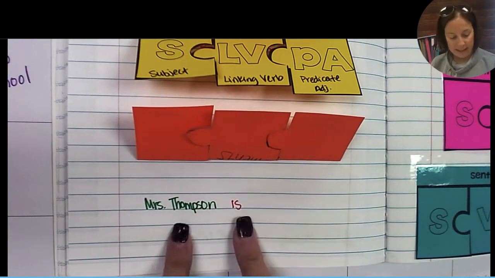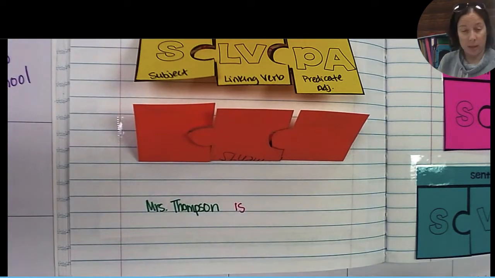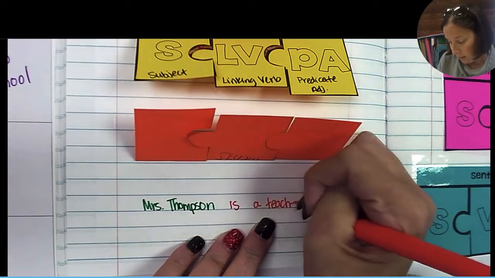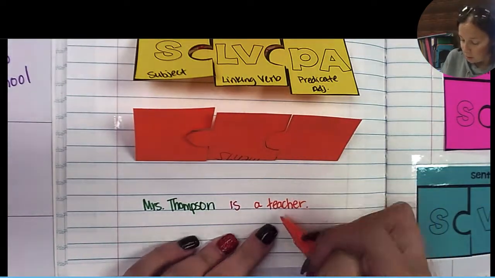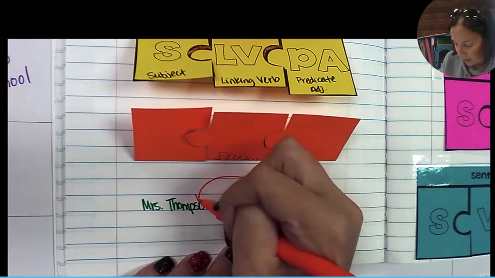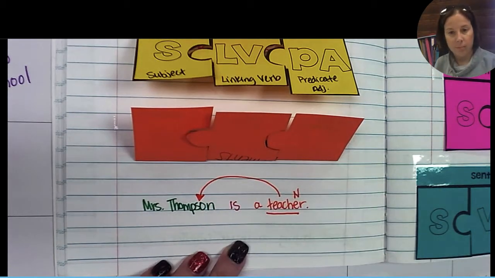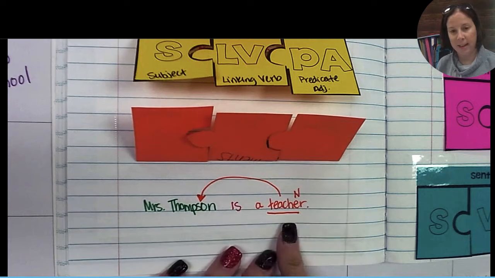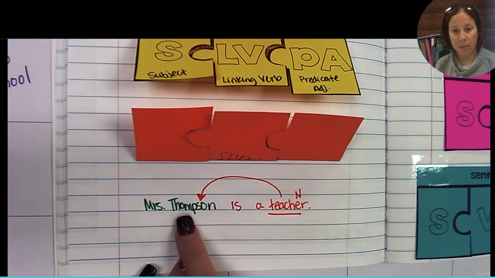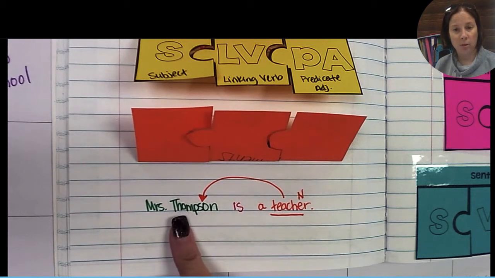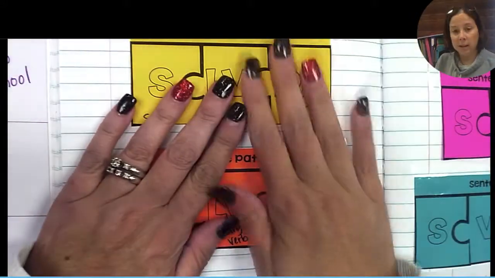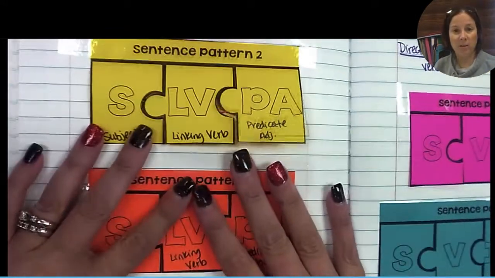So Mrs. Thompson is, this one's nice and easy. Mrs. Thompson is a teacher. Okay, so teacher is a noun that is saying what I am. So this is a predicate noun coming after a linking verb, is, and it's renaming the subject noun. So that is a predicate noun.